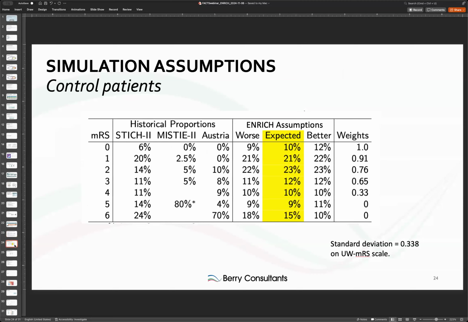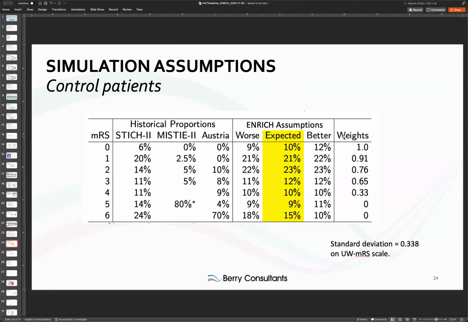Okay, a little bit more about assumptions. So in this trial, like I said, there were some previous studies that happened, the STITCH and MISTIE trials. There was control information on the distribution of mRS at 180 days from these trials. And so what ENRICH did was they looked at these publications, they looked at the data, and they tried to figure out what is the control rate that we expect to see for the mRS outcome. And here's their expected distribution highlighted in yellow. And then they can apply the utility weights to get to the utility weighted mRS scale.